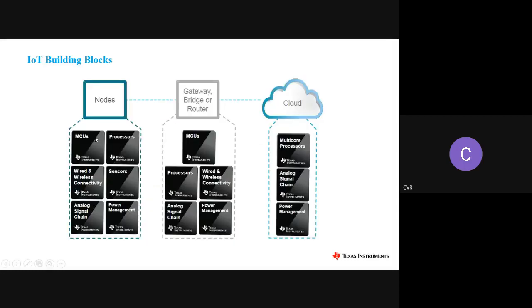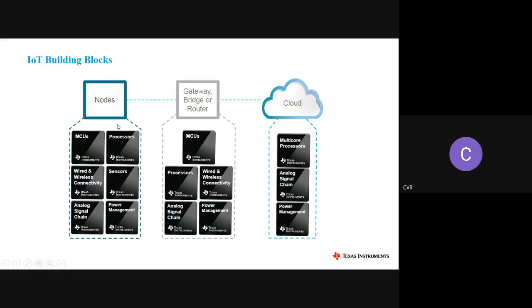These are the building blocks of IoT. As I told you, in IoT you have a node, router, and cloud. The cloud is based on multi-core processors. It could be a processor, or a DSP, or an FPGA, or GPU, etc. Because you have to process a large amount of data and also analyze it. In addition, you have to interface external memories for storage. All those things are taken care of by these multi-core processors.